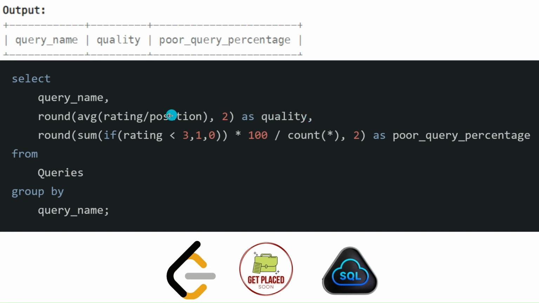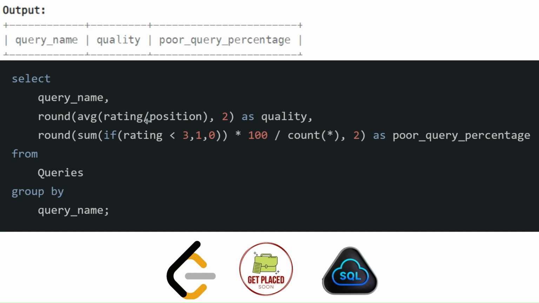To calculate quality, we will find the ratio of rating and position. So rating divided by position. Also, they want the average ratio. Therefore, for all the entries of that query, we will find the average ratio. So the average of rating divided by position gives the average ratio.